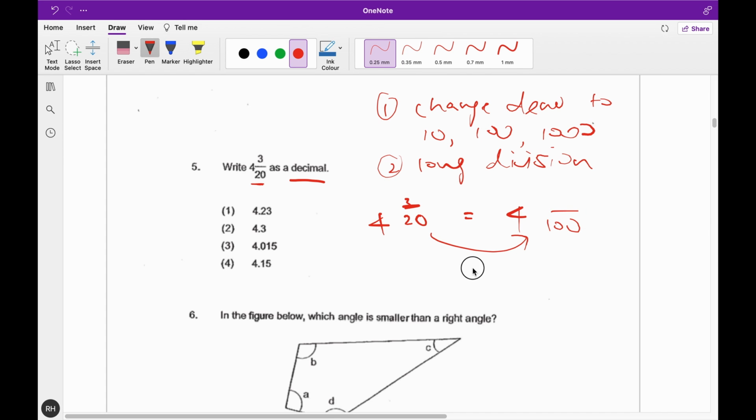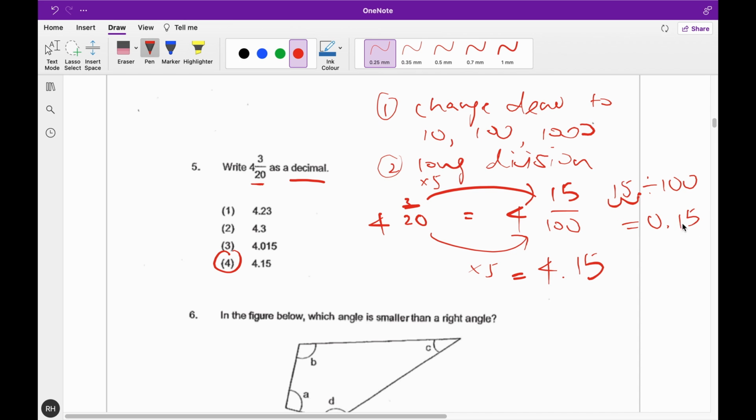Okay, so 20 to 100 will times 5. So the numerator would also times 5. So 3 times 5 we have 15. So 4 whole 15 out of 100 is the same as 4.15. So answer will be option 4. So 15 out of 100 is the same as 15 divided by 100. If you move the placing by 2 places, you'll notice it's 0.15.